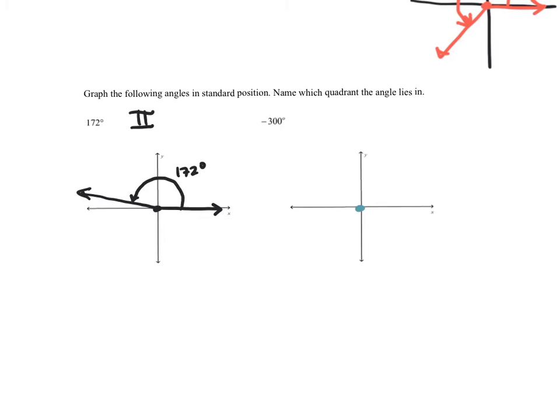Let's look at negative 300. Still start at the same spot, but we're going to rotate clockwise this time. So there's 90. There's 180. Got to keep going. There's 270. So I have about 30 more degrees to go. So this is what negative 300 would look like.